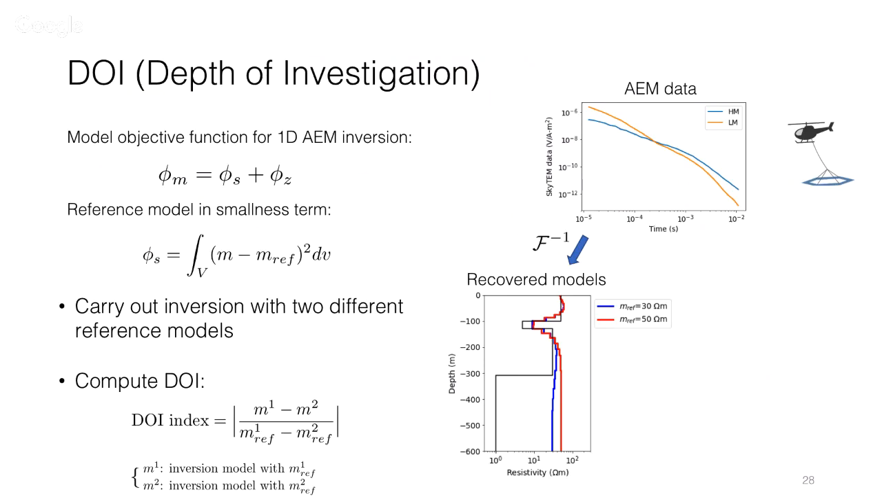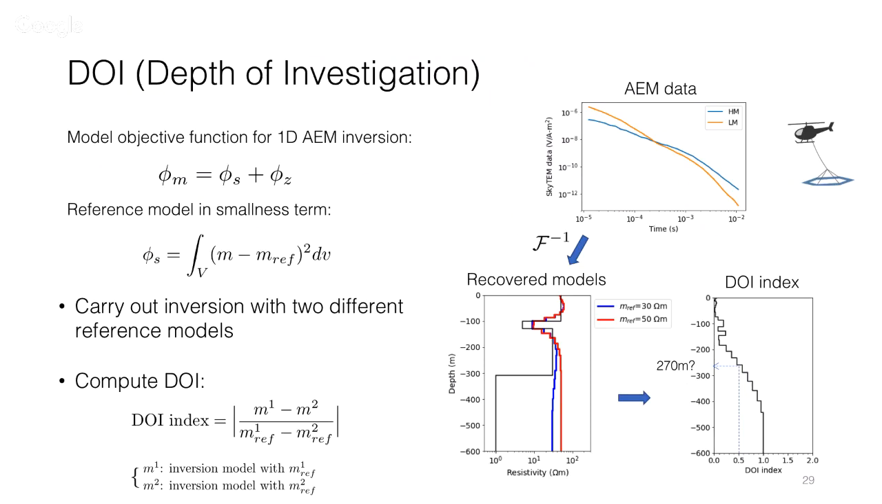So one can quantify this by doing what we call a depth of investigation index, looking at the difference between the two models divided by the difference in the reference models. And when we do that for this 1D case, the depth of investigation index, one means that it's just entirely controlled by the reference. Someplace up in here, starting to see that, okay, that's about as deep as the data are seeing. So you can actually truncate your inversions off at that point.